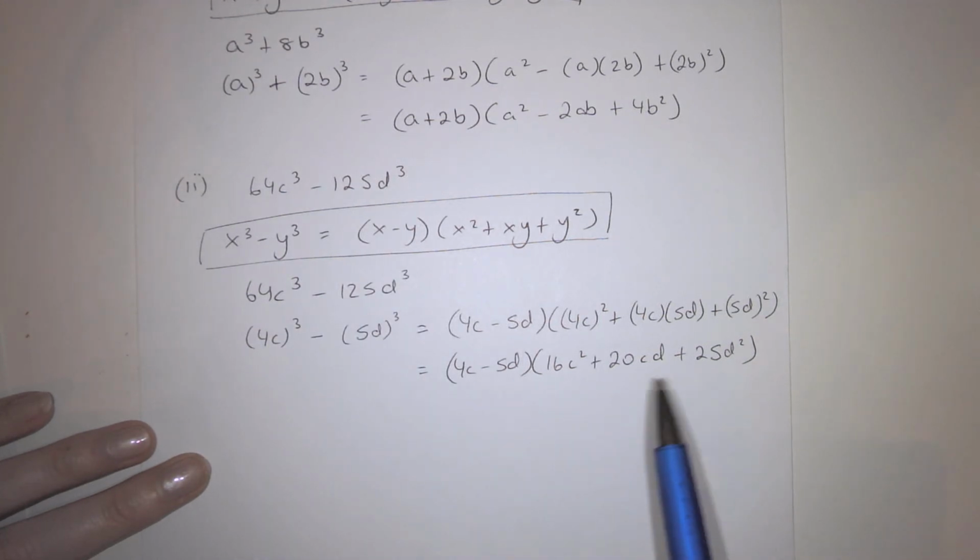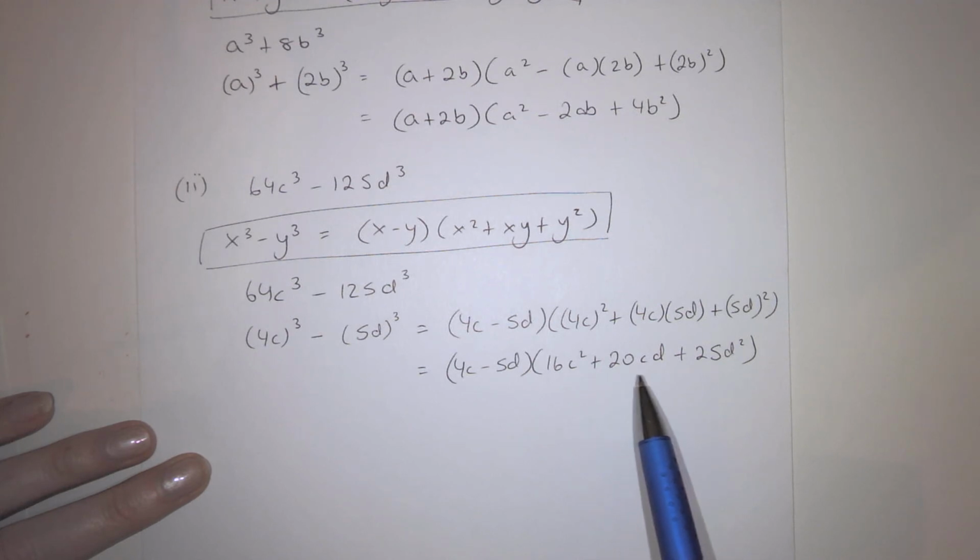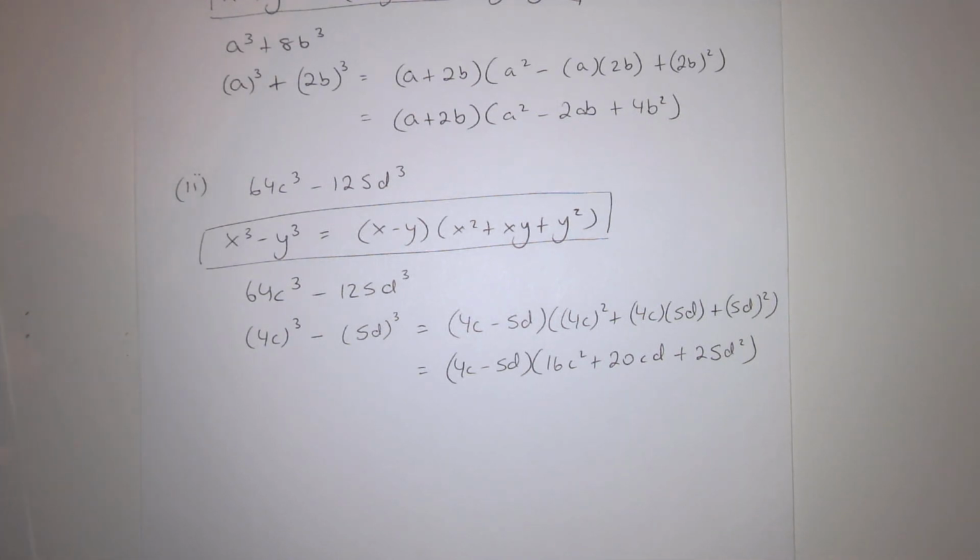And again, that's 64c cubed minus 125d cubed factorised. It's 4c minus 5d bracket 16c squared plus 20cd plus 25d squared.